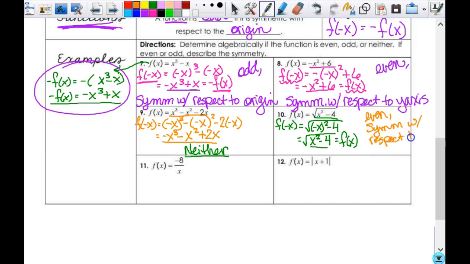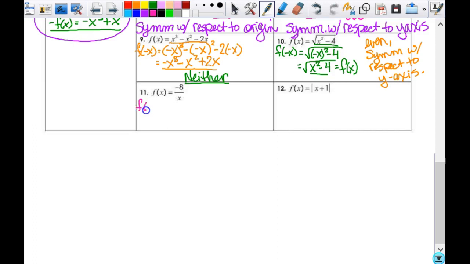So, with respect to what? Symmetric with respect to what? Y-axis. Yes, because the directions say, tell if it's even, odd, or neither. If even or odd, describe the symmetry. So you have to make sure you answer the question first. Yes. We good? All right, we're going to do number 11 together.